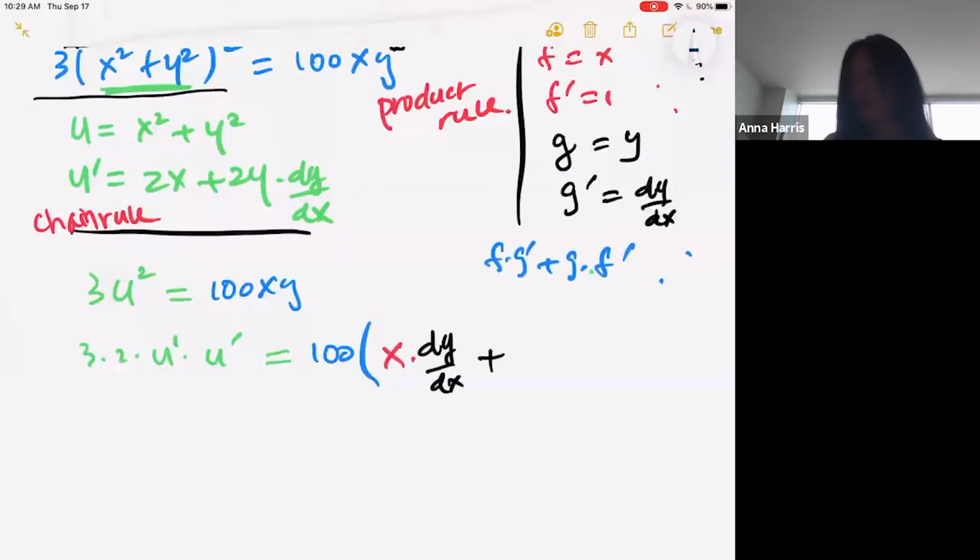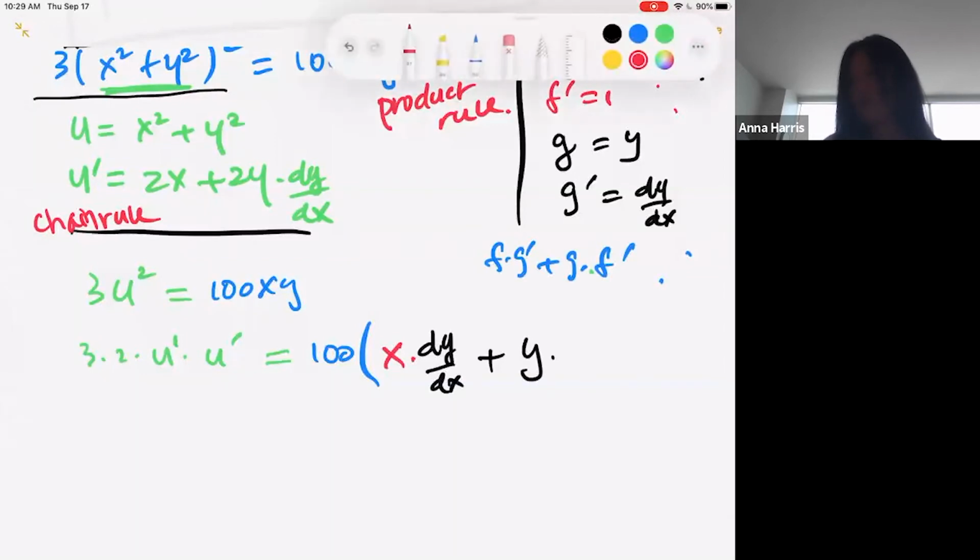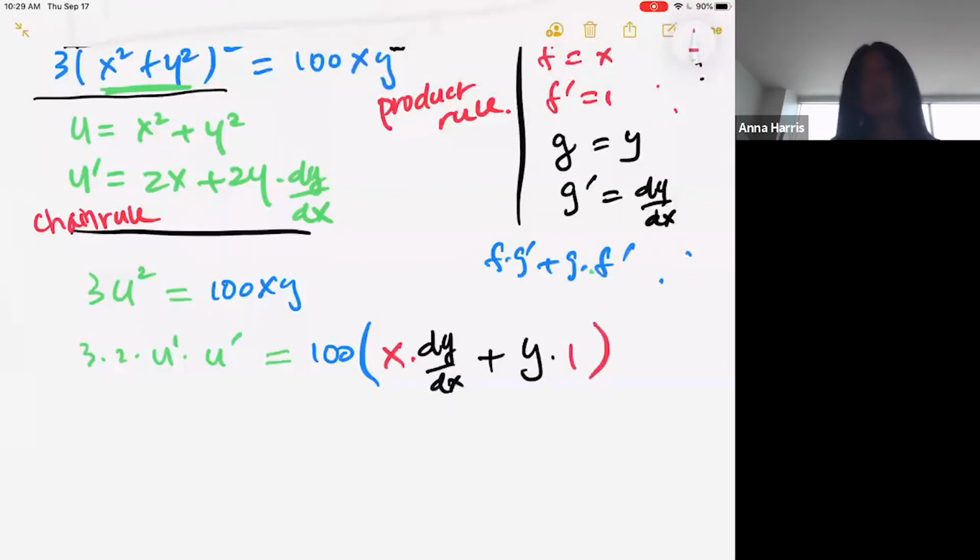Okay, and plus G, which is y, F prime, 1. So that's what you have. Okay, right hand side, I'm done. Now look at the left hand side. Left hand side, I need to put back the u in terms of x and y.